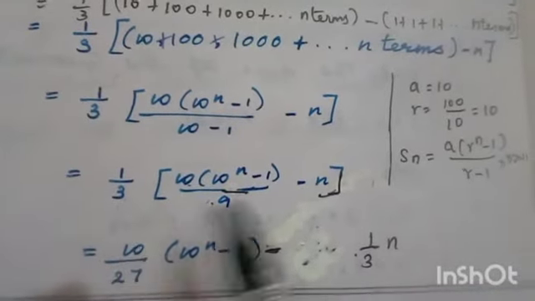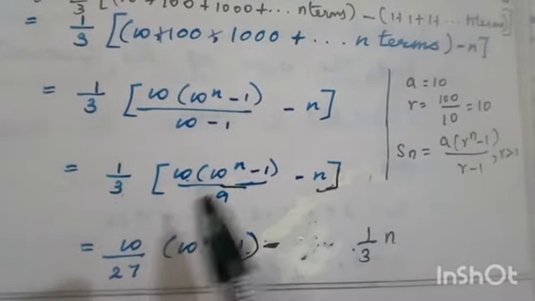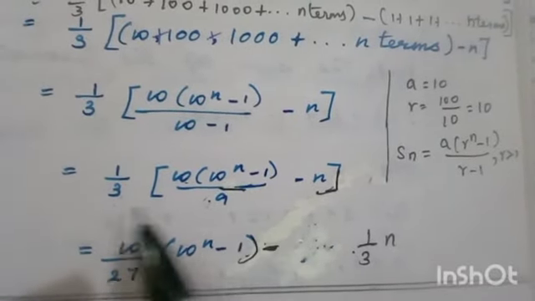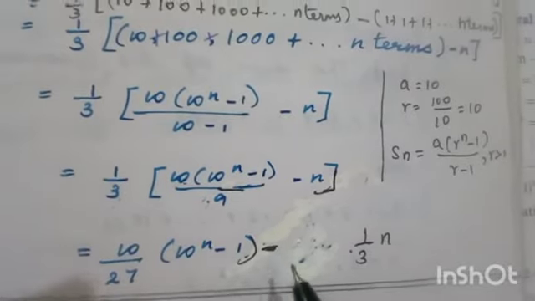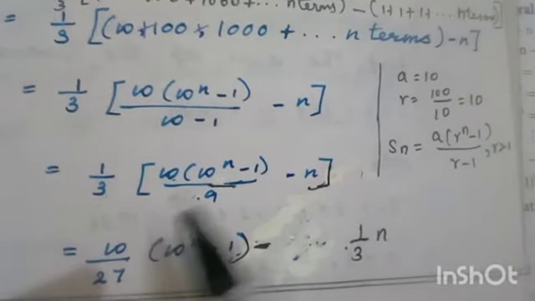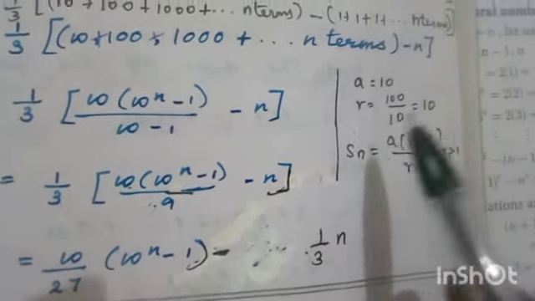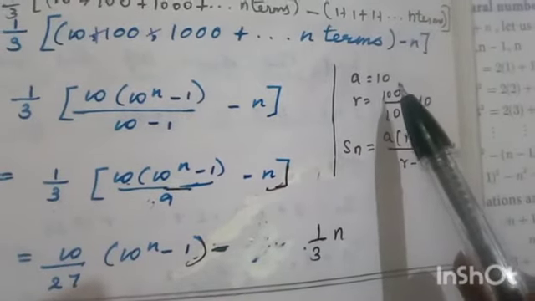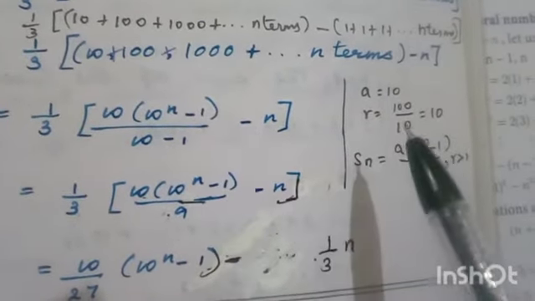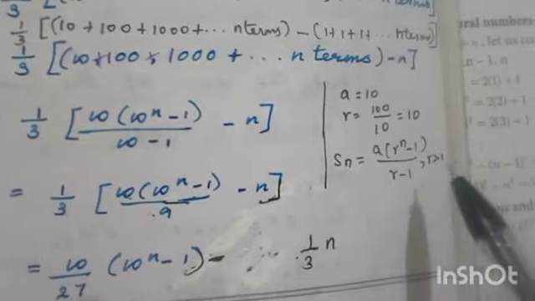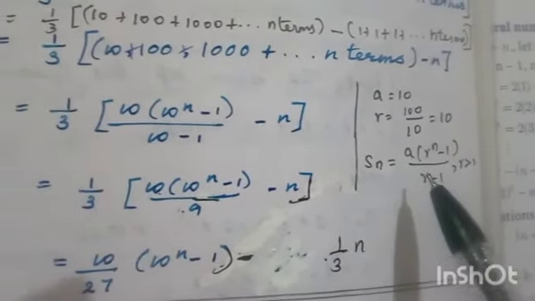1 by 3 take inside, that is 10 into (10 power n minus 1) by 9 3s are 27, then minus 1 by 3 into n. If you have doubt, write at the side: a equals the first term, r the common ratio, and which formula you selected; write all that at the side.